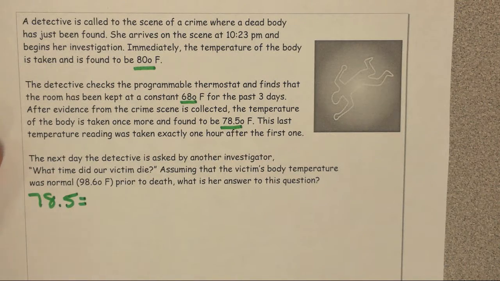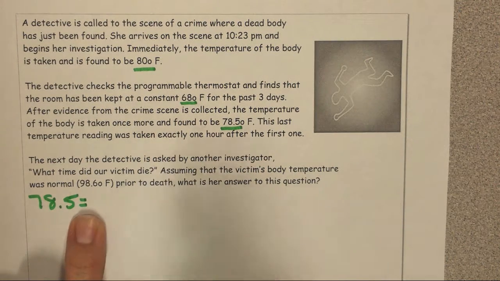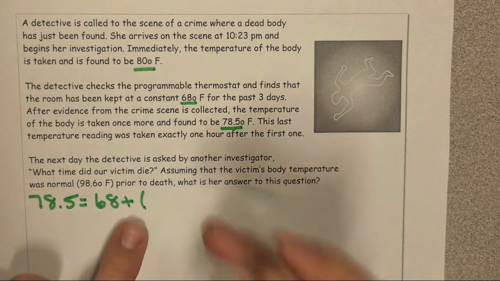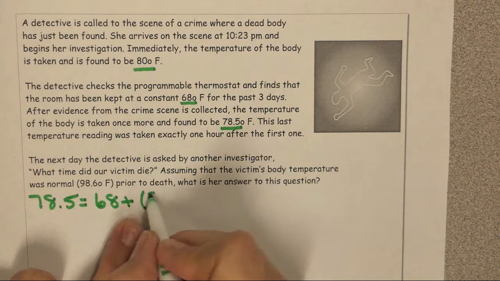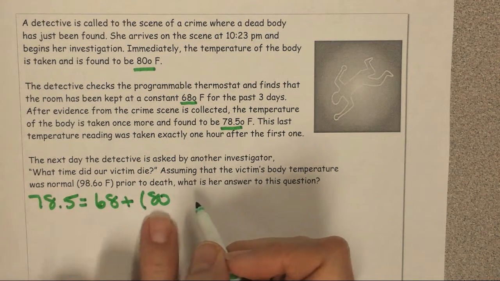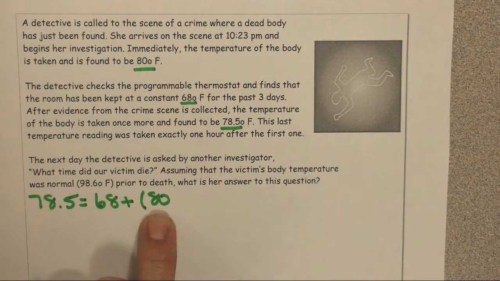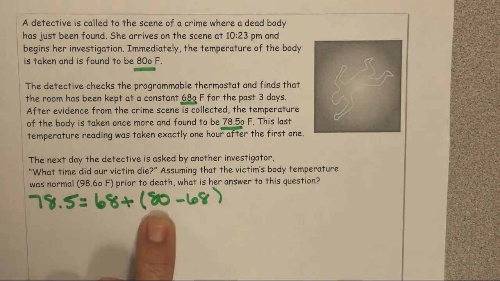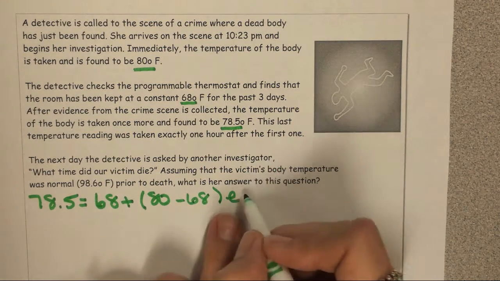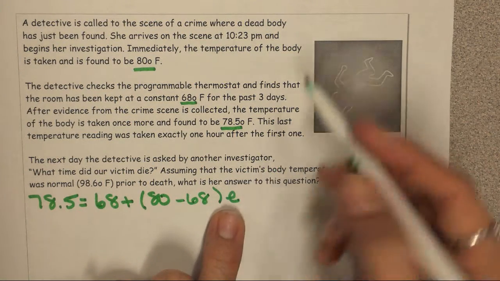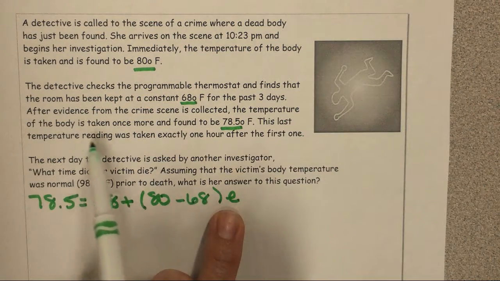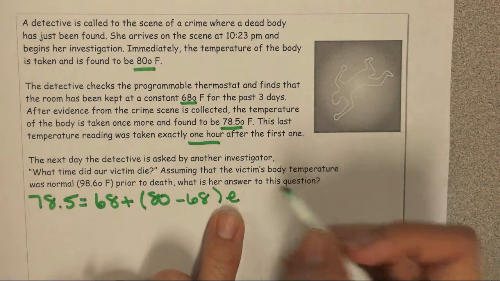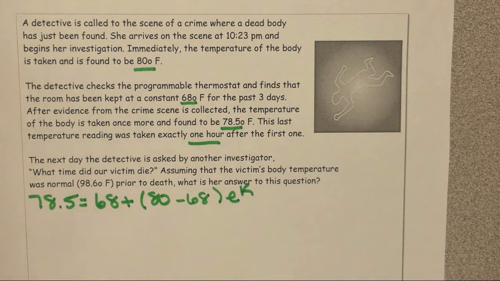78.5 equals, all right, next we always have in our formula the capital T, which is the room temperature, plus the initial temperature the body was taken at, which was 80, and then minus the 68, times e to the KT. Well, how long was it? It says this last temperature reading was taken exactly 1 hour later. So my time is just 1 hour, so it's just 1. Finding K should not be that big a deal.